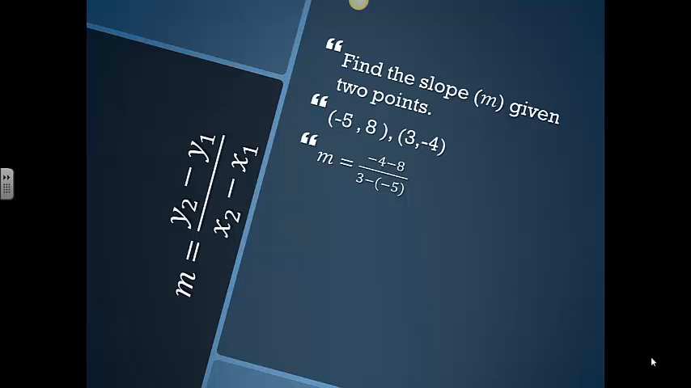Okay, so -4 minus 8. Well, if you need to, you see that that's the same thing as -4 plus a -8, which equals -12. And then 3 minus a -5 is the same thing as 3 plus 5, which equals 8. But we're not finished yet because this is actually a fraction and we can reduce. So when we reduce this fraction, we actually end up with -3 over 2. Okay, let's try the next one.